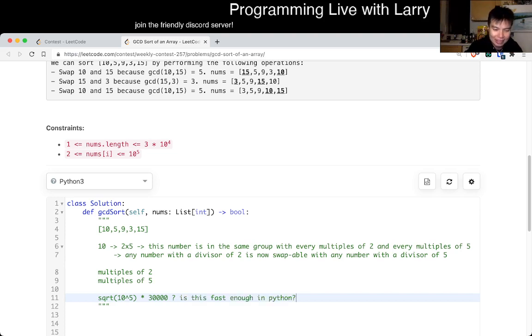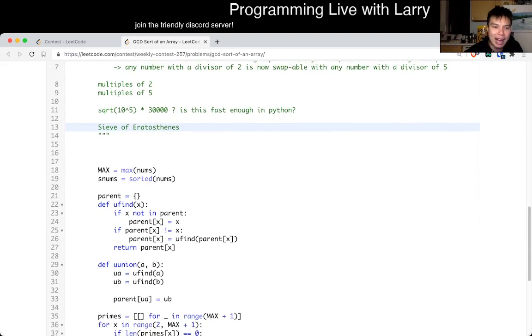I always forget how to say the sieve of Eratosthenes. I misspelled this incorrectly. How do I spell it? Okay, Eratosthenes. Well, I would Google this, but basically that's the way that I did it. I'll go over my code right now.